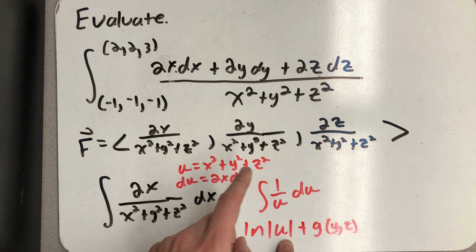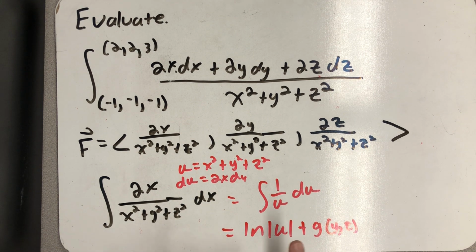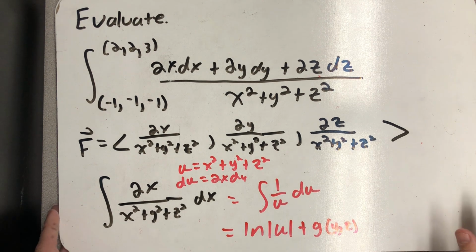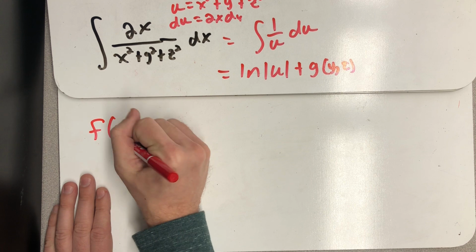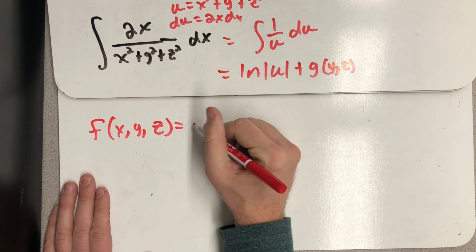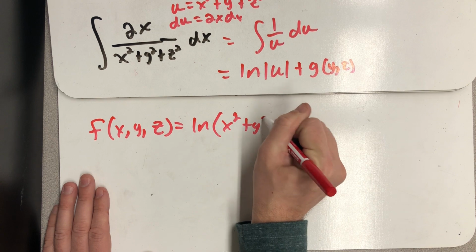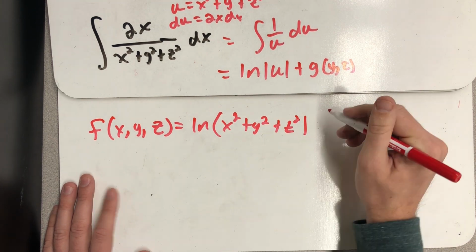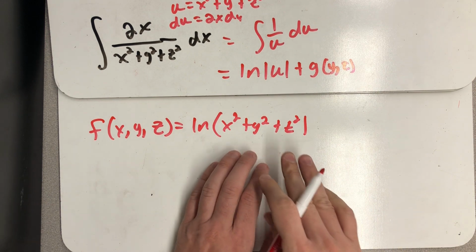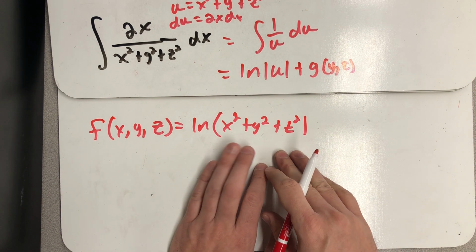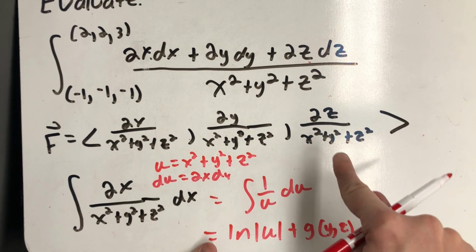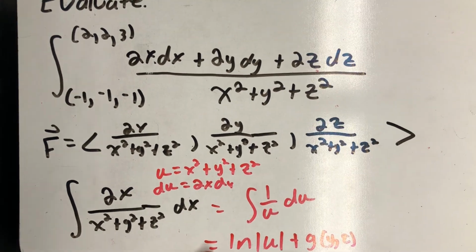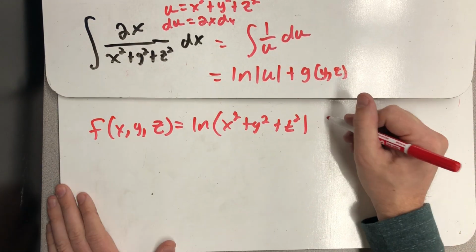All right, but u is x squared plus y squared plus z squared. In the presence of all of those squares, I don't need the absolute value. So my first candidate for my potential function is f of x, y, z equals the natural log of x squared plus y squared plus z squared. And I should write plus maybe some function g of y and z, but if I just imagine taking partial derivatives, well, if I take a partial with respect to y, I get 1 over x squared plus y squared plus z squared times 2y. Well, that checks out, and so does the partial with respect to z. So I'm just going to say I've found my potential function.